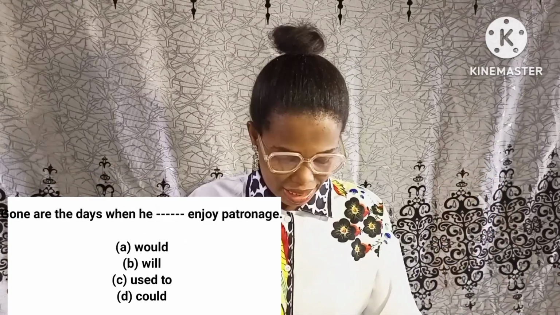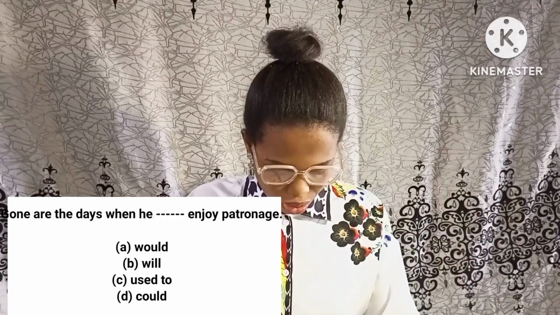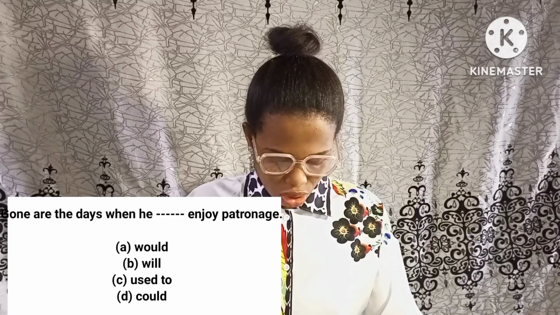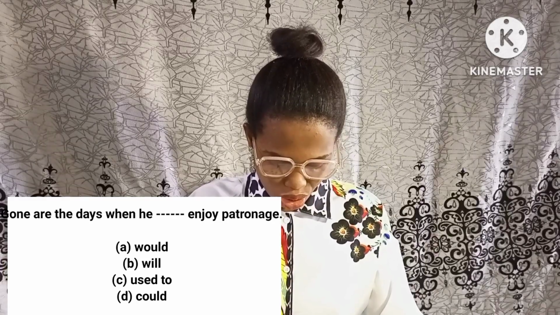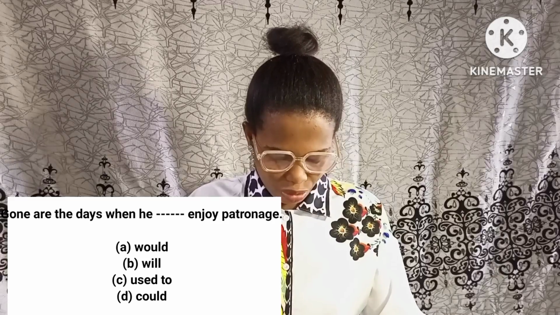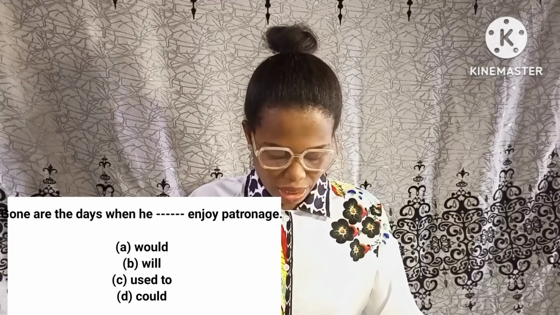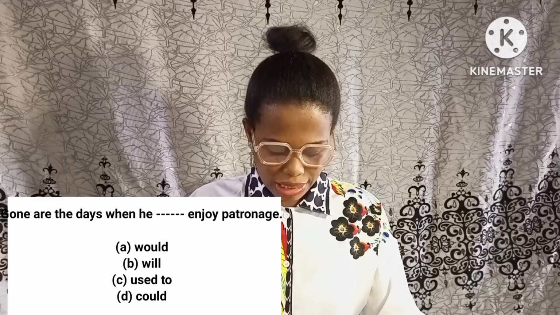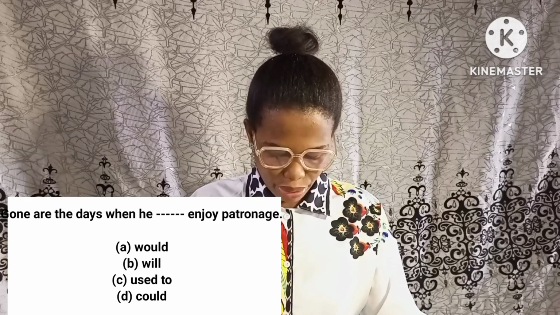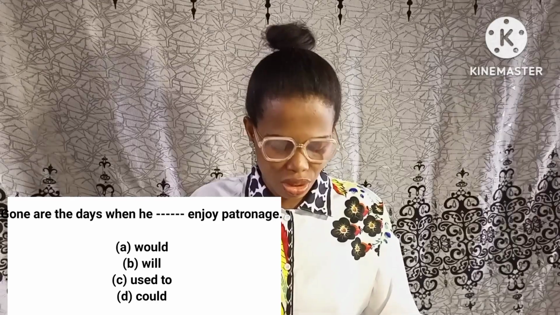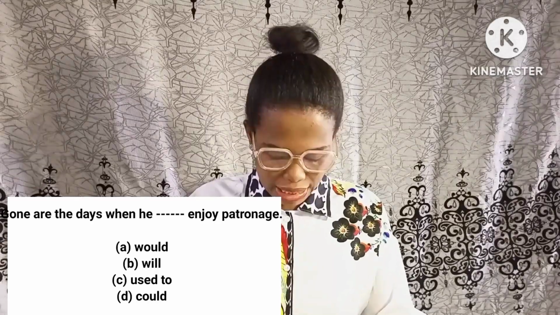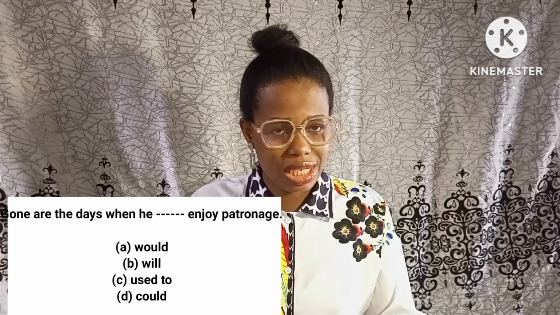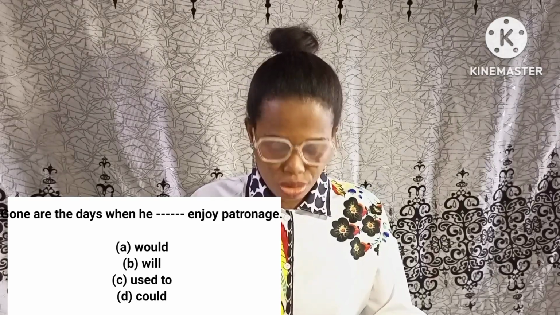And let's see another one, the same year. Gone are the days when he dash enjoy patronage. Now we have option A, would, B, will, C, used to, and D, could. Gone are the days when he dash enjoy patronage. Now which one is the correct answer? Is it would, will, used to, or could? The correct answer to this question is option C, used to.